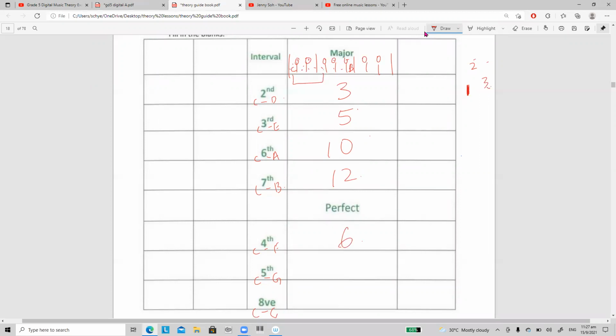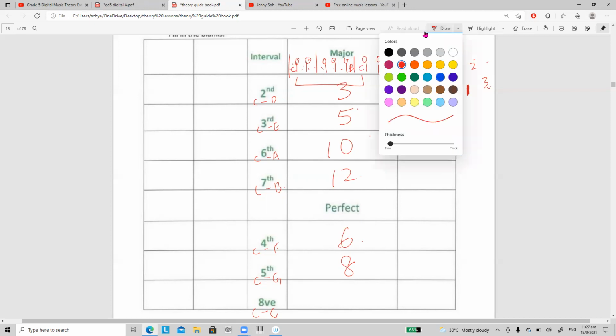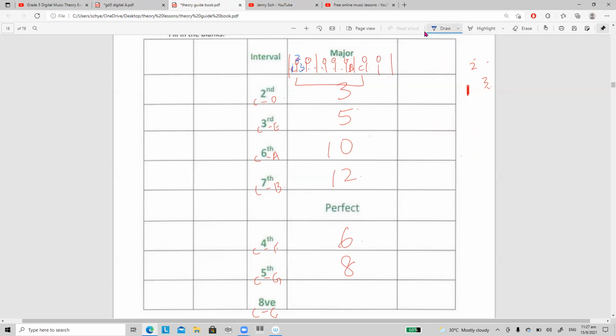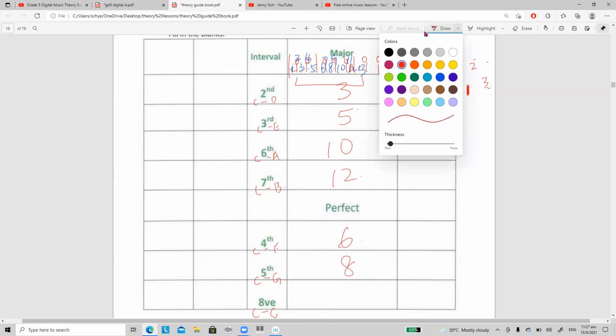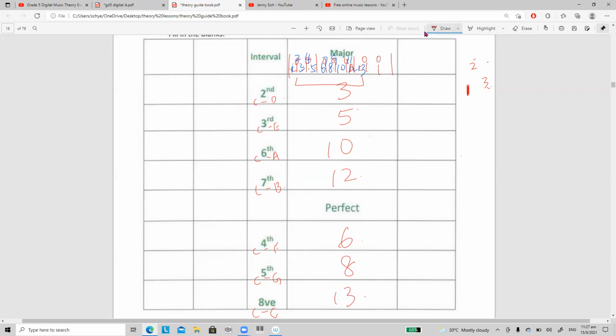Okay, so use the same method to count for the rest. Like C to C is here. Use the same method to count for the rest of the intervals. So the last one is C to C, 1, 2, 3, 4, 5, 6, 7, 8, 9, 10, 11, 12, 13. So this one has 13 semitones. Okay, so once you work out all these semitones, the rest of the steps will be much easier.